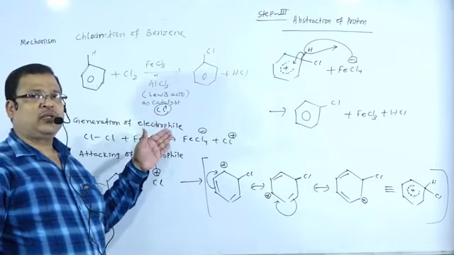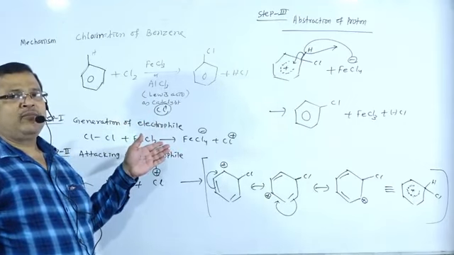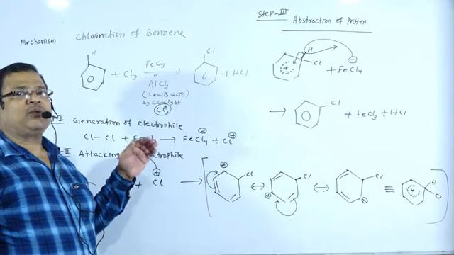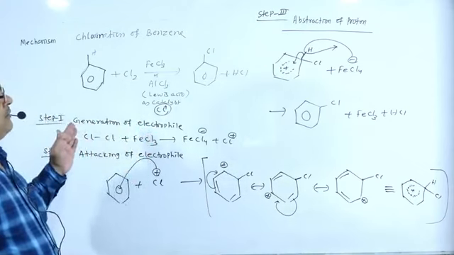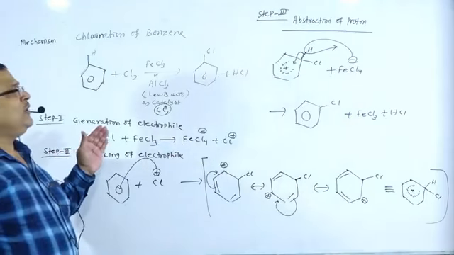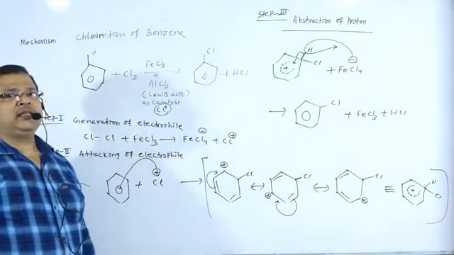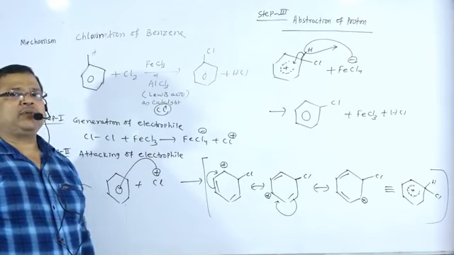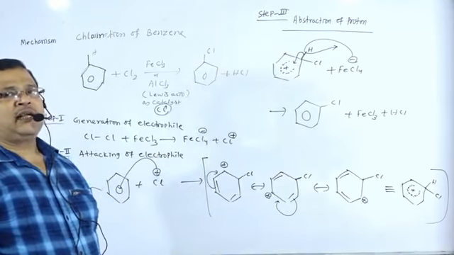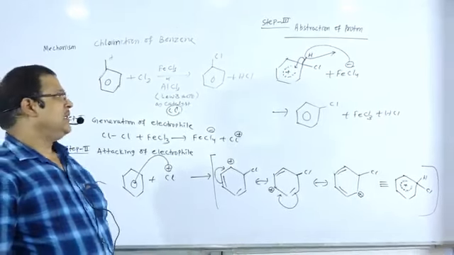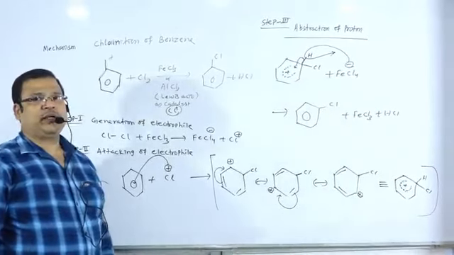In the same manner we can take bromination, where Br plus will act as the electrophile. So this is how we have explained the mechanism of electrophilic substitution reactions in benzene, the formation of chlorobenzene, bromobenzene and iodobenzene. In this case fluorobenzene cannot be prepared.